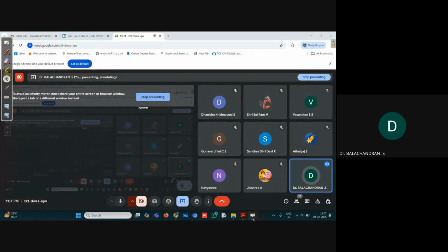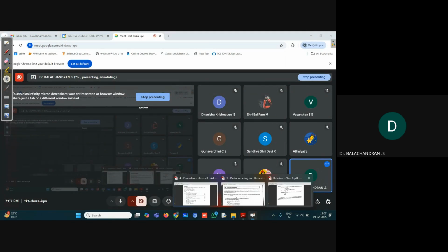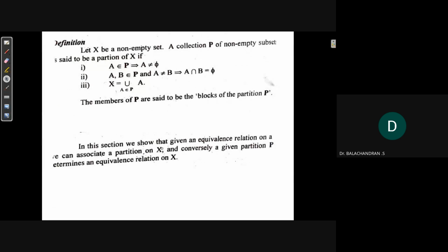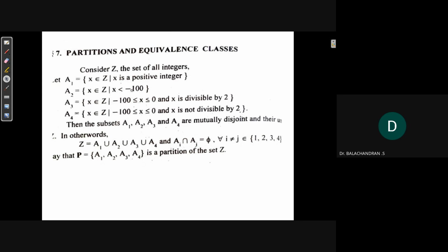Okay, and then the third one. The third one is X is equal to the union of A, where A is from P. That is the last step. You can write Z equal to A1 union A2 union A3 union A4. Here you have only 4 elements, that's why we wrote it directly.